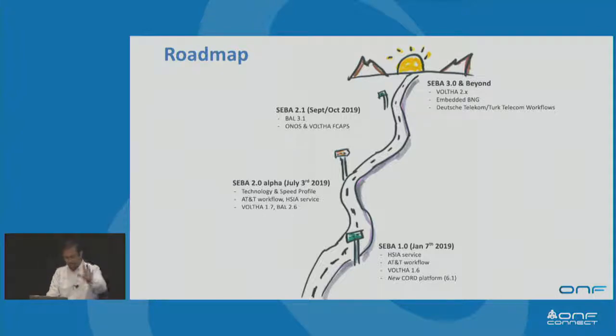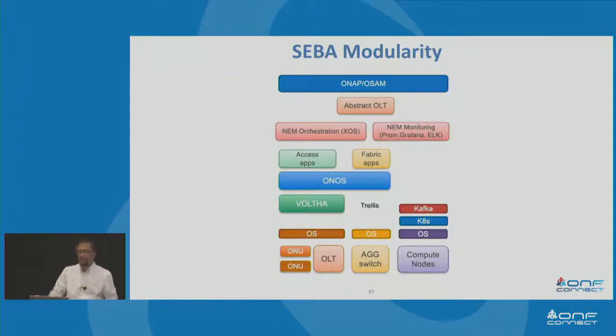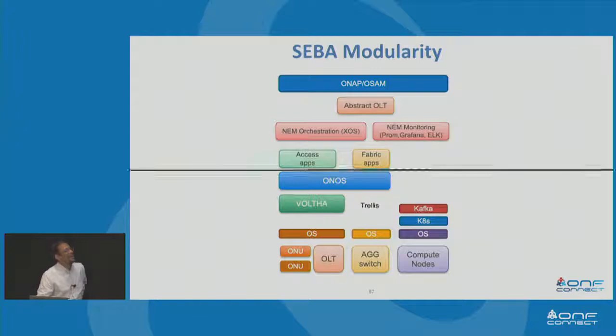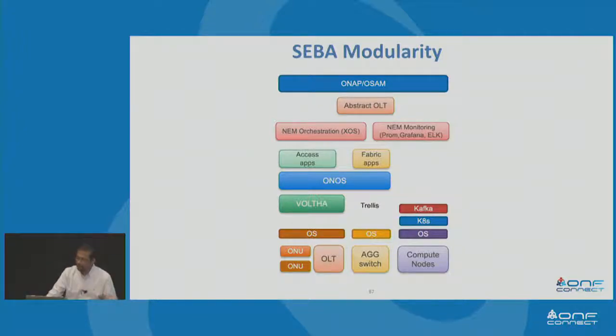Lovely questions. I love it. But I do need to get beyond this first slide. So very quickly, I want to talk about SEBA modularity. You've seen in this tutorial all parts of these, right? There's Volta there, ONOS there, NEM, monitoring, orchestration, some backend stuff, apps, and so on and so forth, and the physical hardware that is on the lowest level, right?